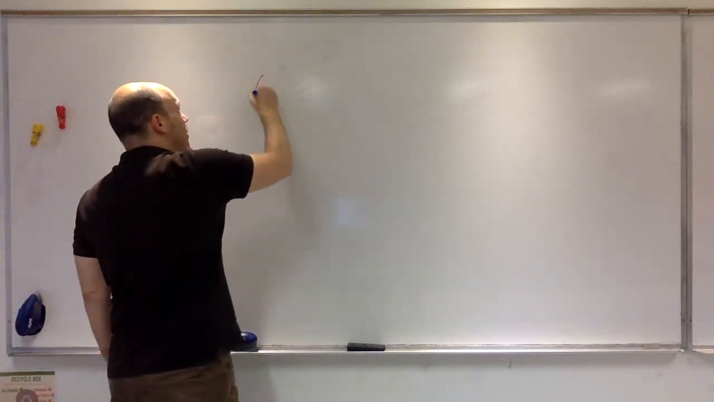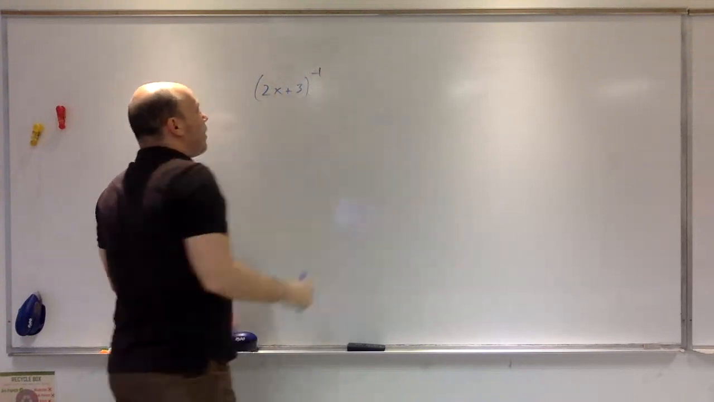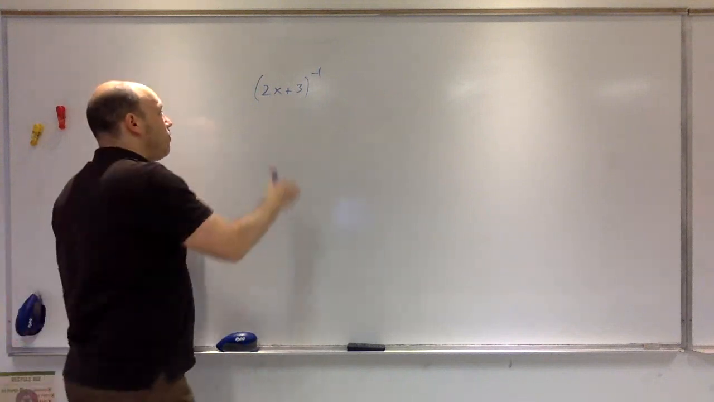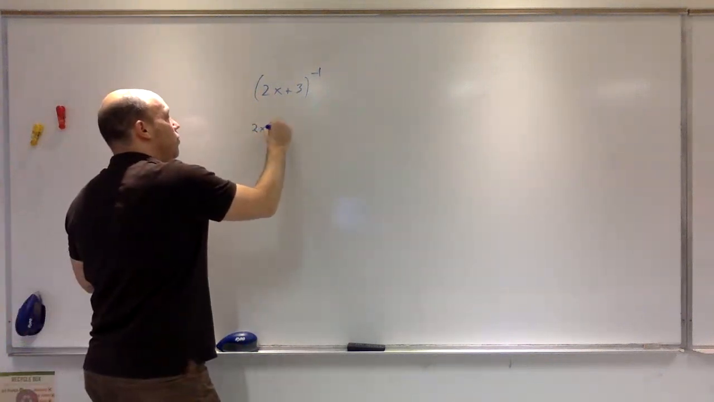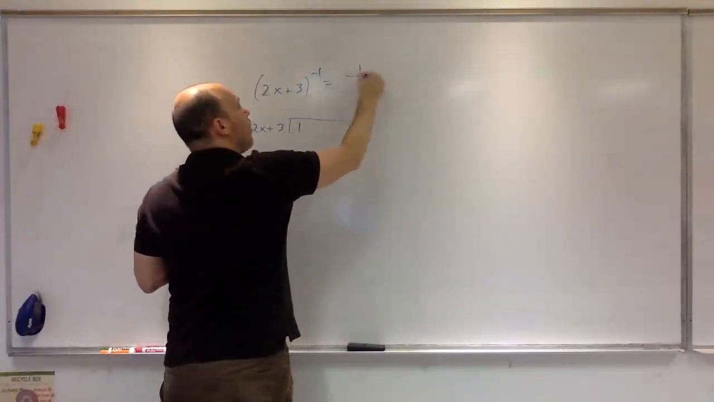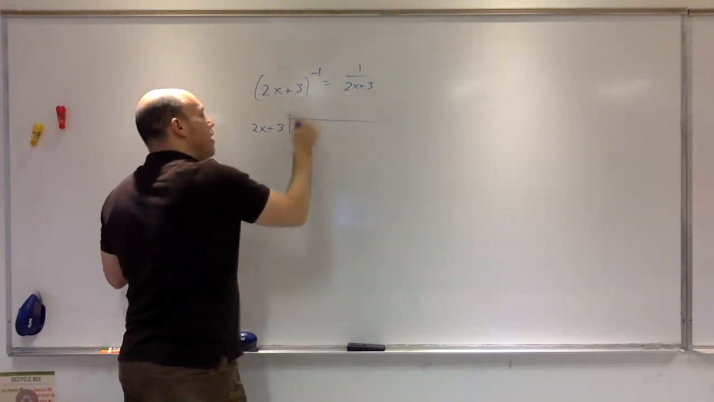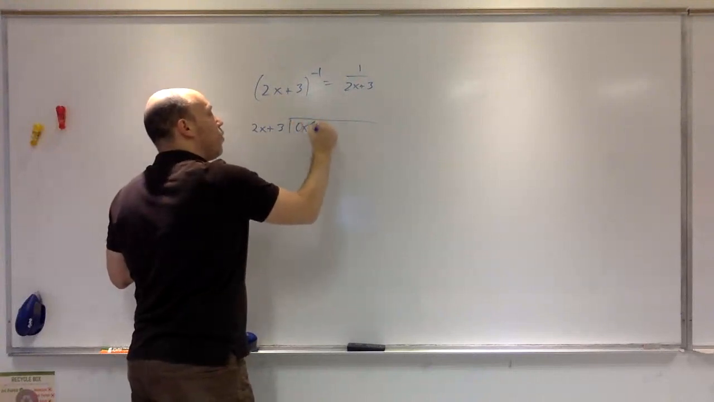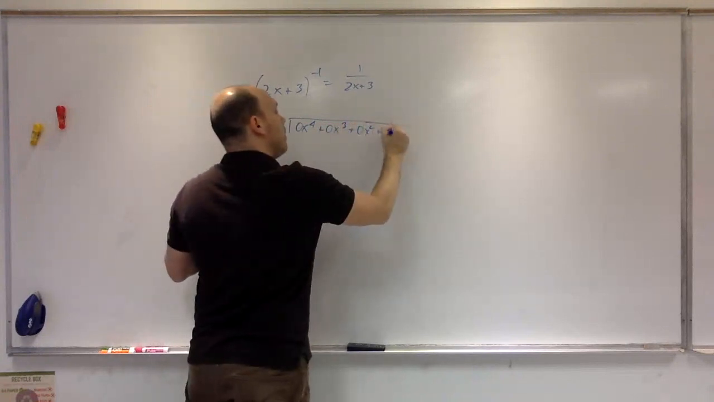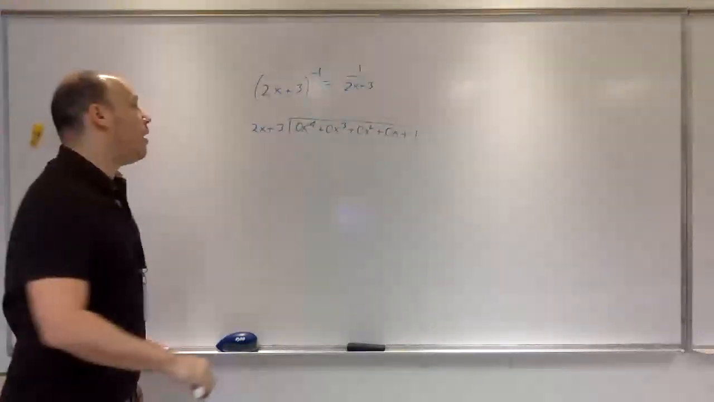But the question is, can we do something like (2x + 3) to the negative 1? Can we expand this out? Well, you could do long division. Technically this is 1 over 2x plus 3, so you could do long division, and you would get something.